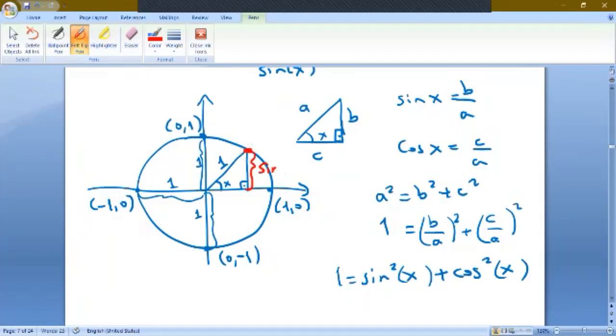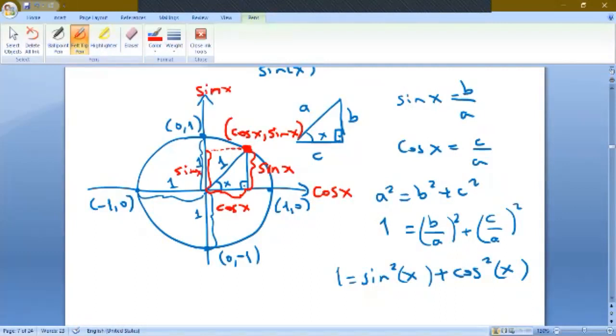This side is sine of x. This side is cosine of x. So this point here, the input is cosine x, the output is sine x. If you have a rotation like this, the projection onto the horizontal axis gives the cosine of the angle x, and the projection onto the vertical axis is going to give the sine of the angle.